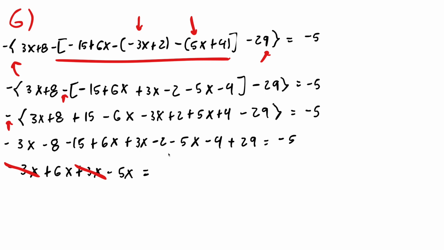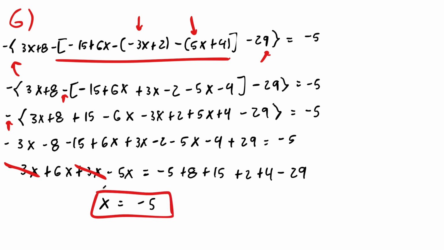So minus 3x and plus 3x would be equal to minus 5, and then we start taking terms from one side and passing them to the other. Plus 8, plus 15, plus 2, plus 4, and minus 29. Good? Alright. This would be x, and what would be the second side? Minus 5 plus 8 plus 15 plus 2 plus 4 minus 29. It would give us a value of minus 5.